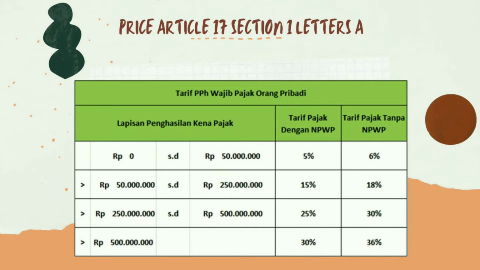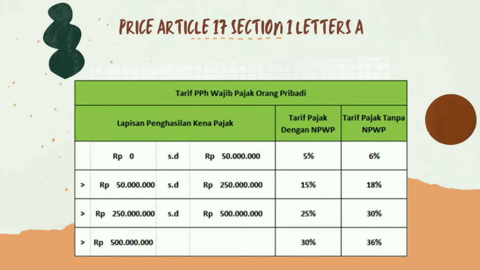Then the next step is to apply Article 17 paragraph 1 letter a, the table below, namely the layers of taxable income rates from the PPh law, where the tariff layers relate to how many percent of the rate applies to each layer of taxable income.